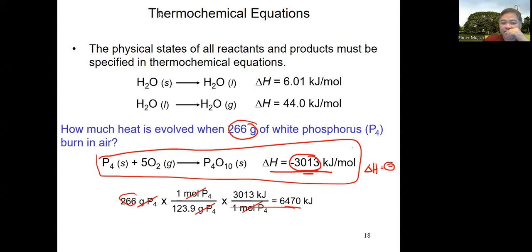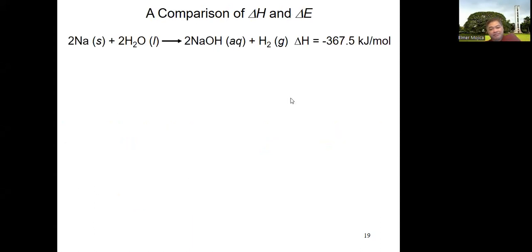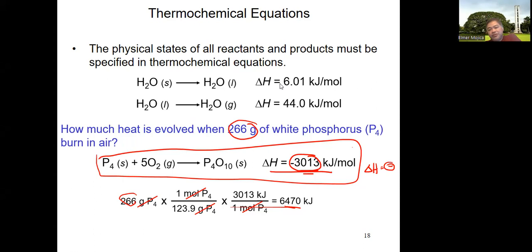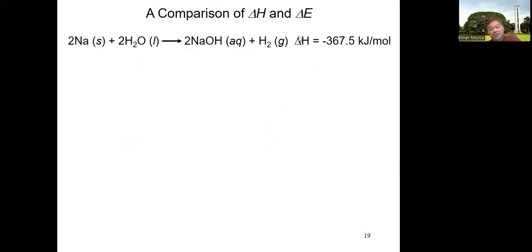Okay. Now you may ask yourself, how is delta H different from delta E? Here, we assume that delta E is just delta H at constant pressure. Now, how do we differentiate the two? Delta E is a combination of what? Delta H, which is the heat, and W.